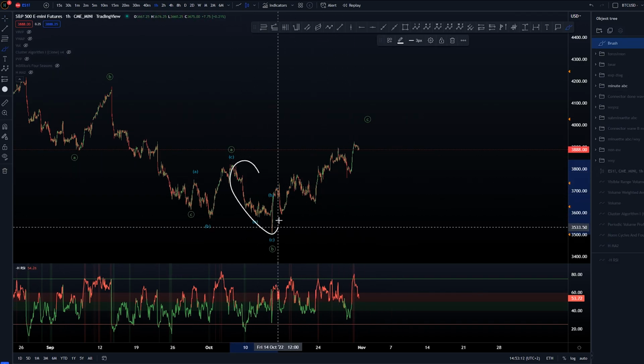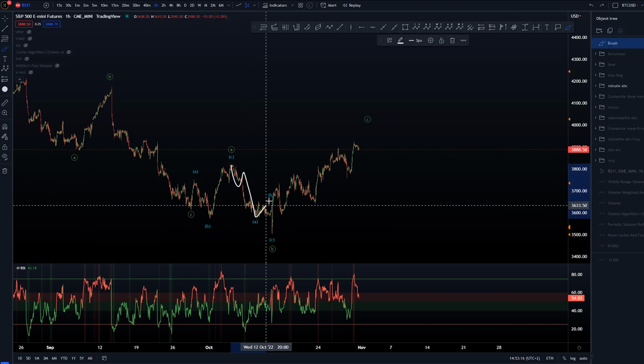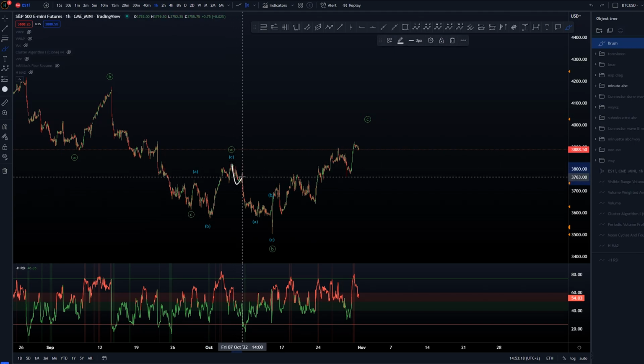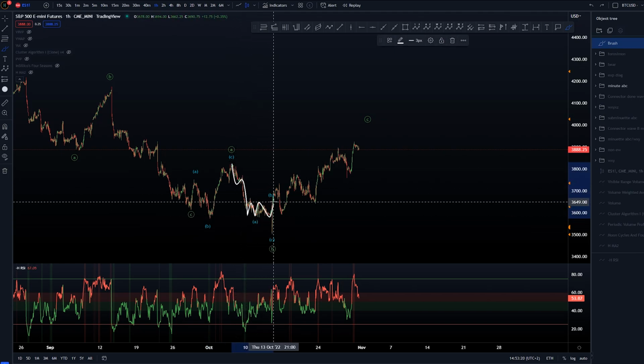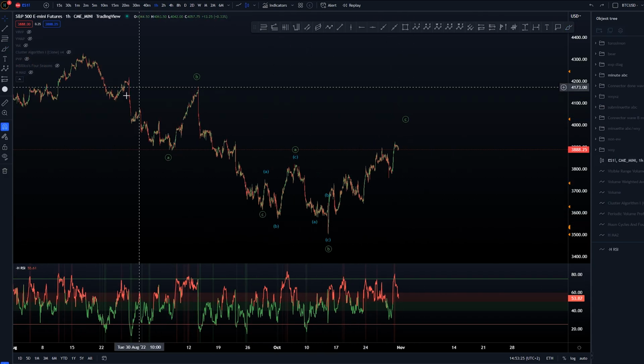The only issue I have with this one is the structure in here. It looks better as a 5-way structure, 1, 2, 3, 4, 5, rather than a 1, 2, 3, 4, 5, 3-way pullback and then 5 for that C wave. But yeah, it is still possible that this is the case. So I just wanted to show you that as well, as I didn't cover that on the weekend's video.